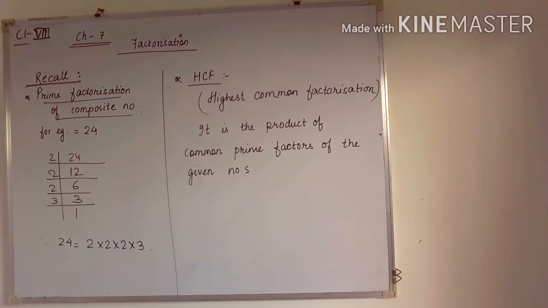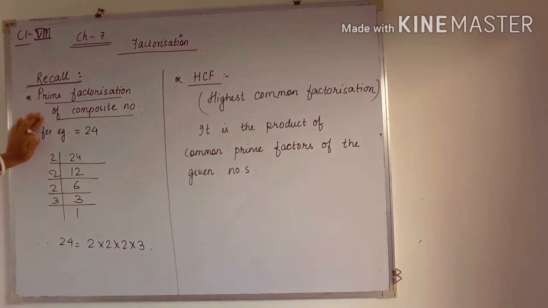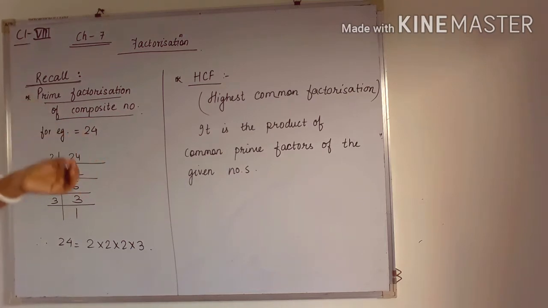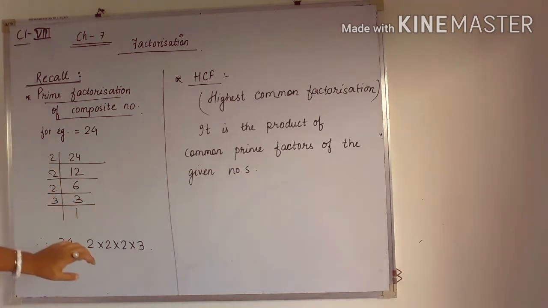So before starting the chapter, just recall some of the points. The first point is prime factorization of composite number. So what is prime factorization of composite number? See, if we take any composite number and factorize it into prime factors, then it is called a prime factorization. And what are prime numbers? You know that we cannot reduce the prime numbers, we cannot factor them into two or more terms. They are numbers divisible only by 1 and itself.